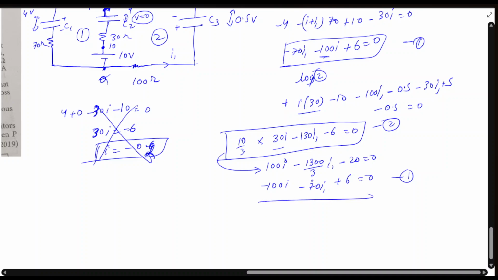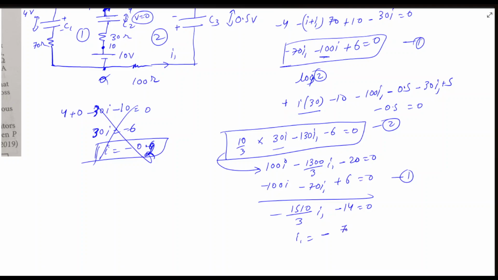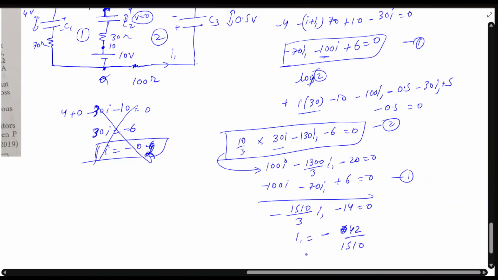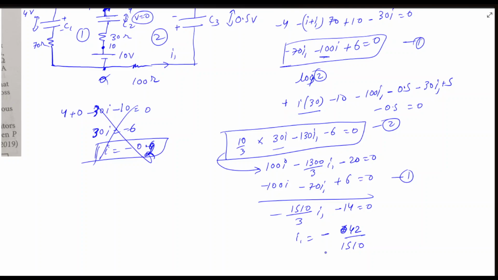This will get cancelled, and we'll have 1300 plus 210. So it will be 1510 divided by 3 I1 minus 14 equals 0. So I1 will be minus 14 into 3, that is 42, divided by 1510, right? So negative shows that I have taken the direction in the opposite way, right? So let's calculate. 42 divided by 1510. So it will be 0.278 something ampere.